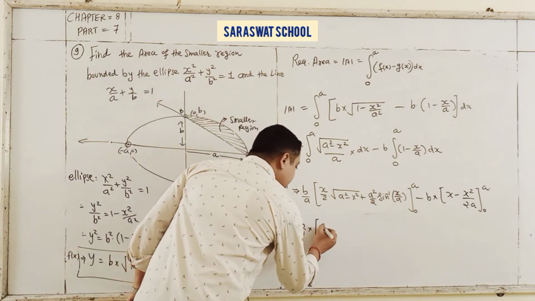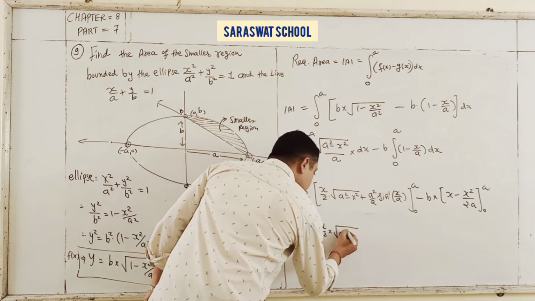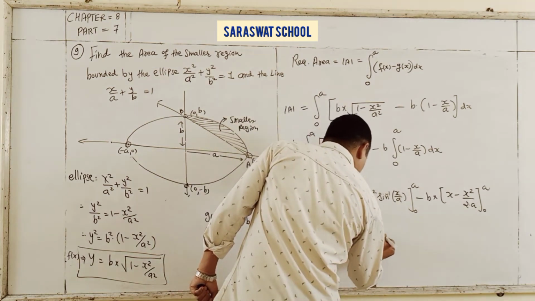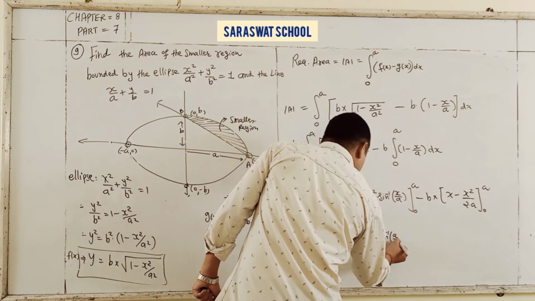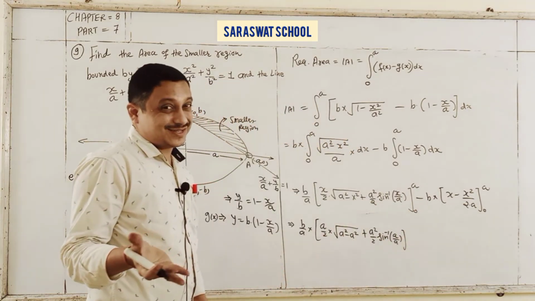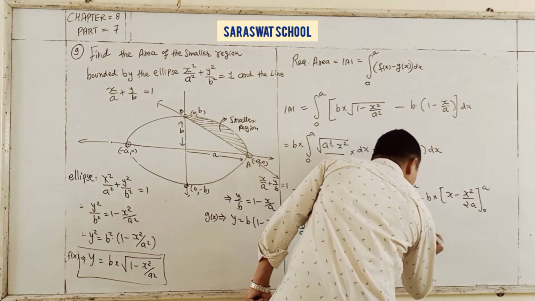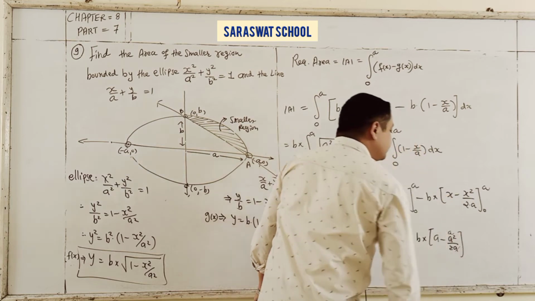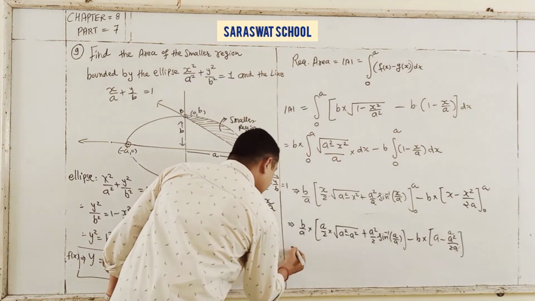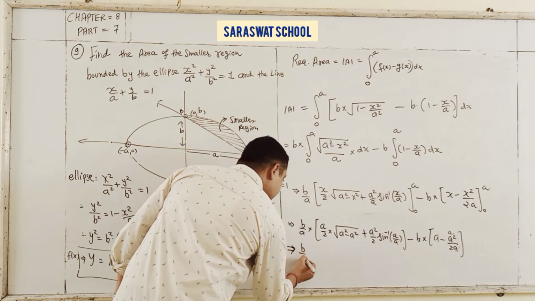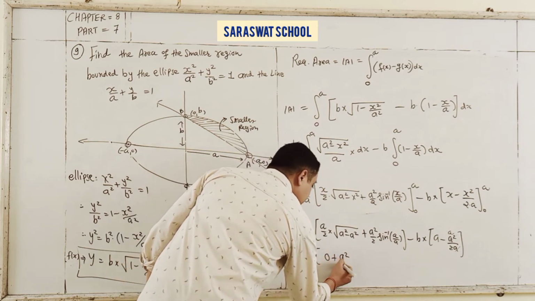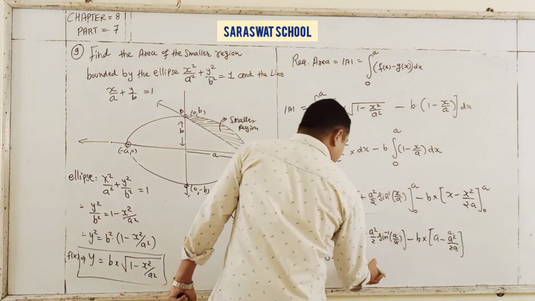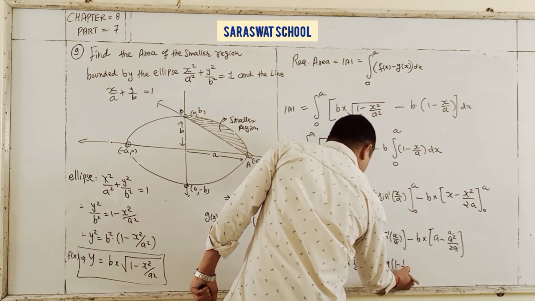I will put my limit a by 2 under root a square minus a square, it should be 0, plus a square by 2 sine inverse a by a. And 0 I do not put because already this is 0. And here b, which is a minus a square by 2a. Indirectly this cancels, it is only a. So my answer is finally b by a times 0 plus a square by 2, it is 1. When is sine 1? For 90 degrees. And minus b, a common, 1 minus half.